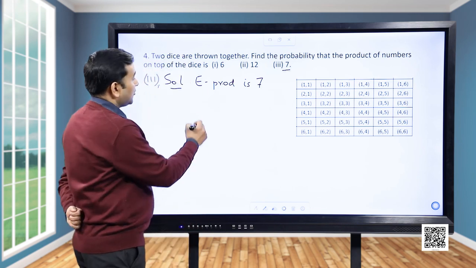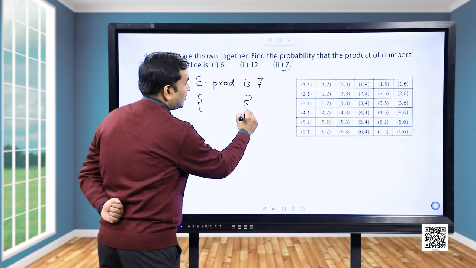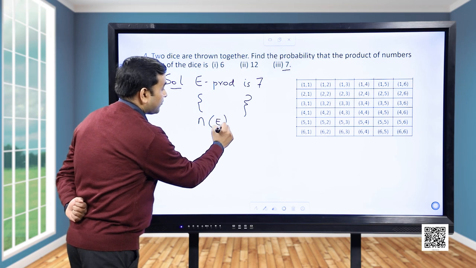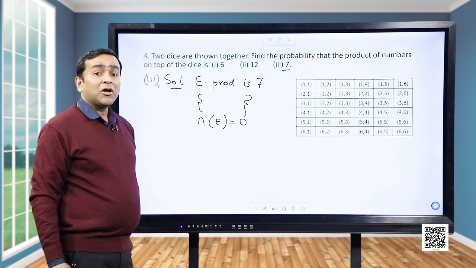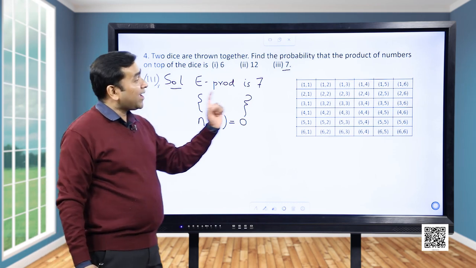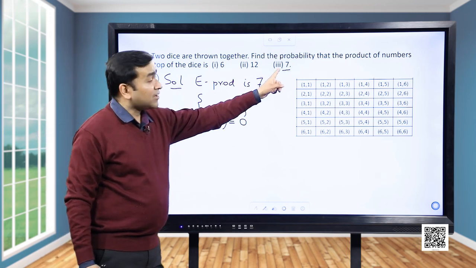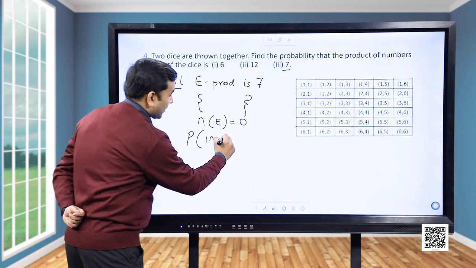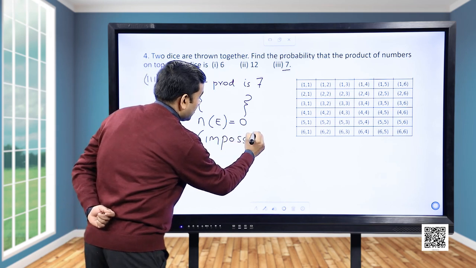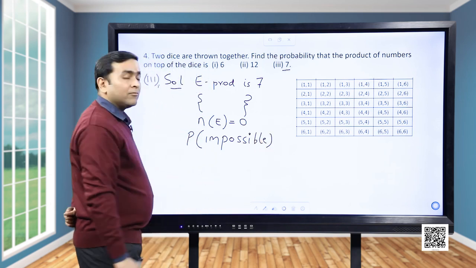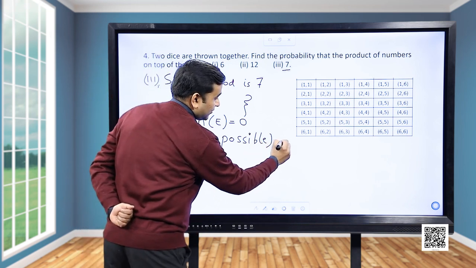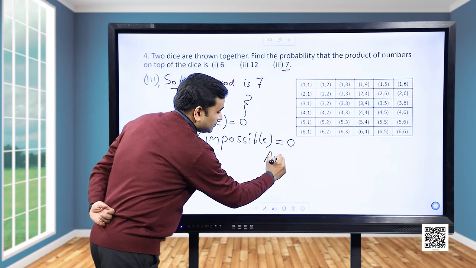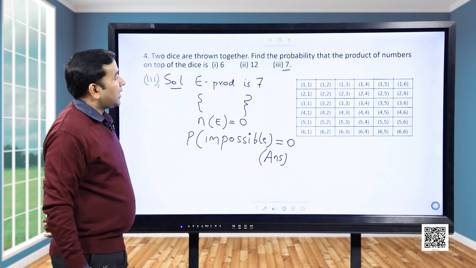Can you? No. So, what is a favorable outcome? Nothing. As in, the favorable outcome is 0. Why? Because this is an impossible event. We cannot find any outcome wherein the product of numbers is 7. So, this is an impossible event, and what is the probability of an impossible event? Yes, you are right. It is 0 and this is our required answer. Simple as that. Let us move to the next question.